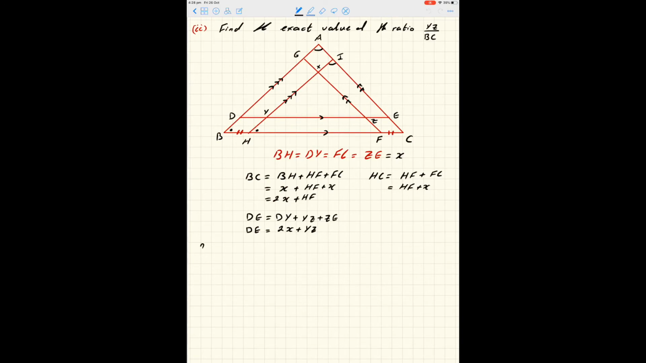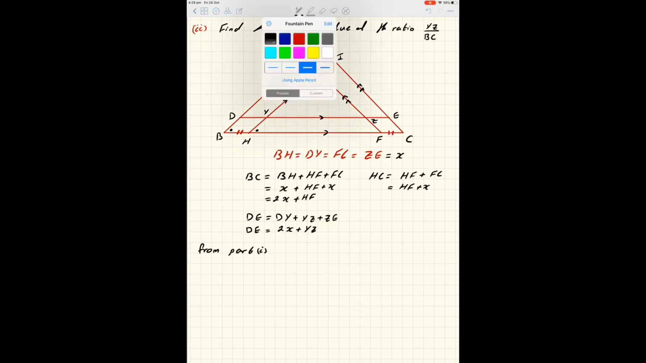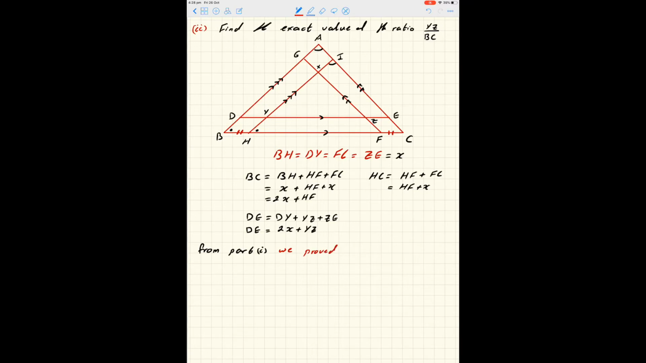Now, from part 1 we proved that BC over HC equals the square root of 2. BC, from what we just completed, is equal to 2x plus HF. So 2x plus HF, over HC, which is HF plus x, equals the square root of 2.